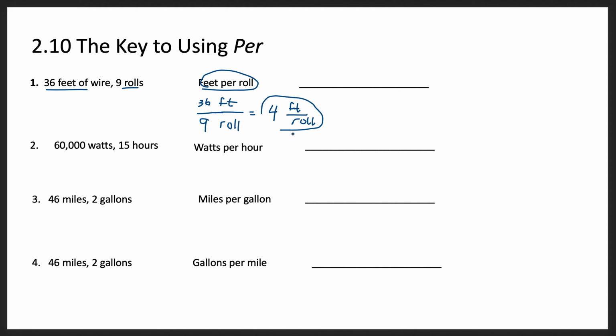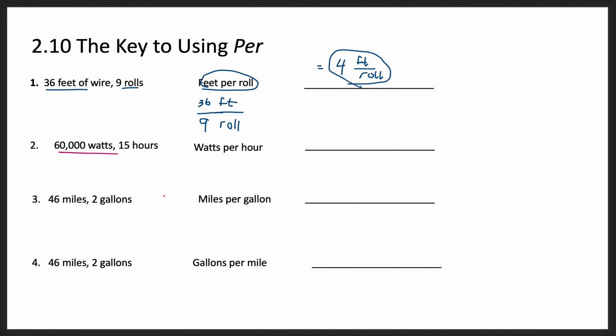So that's number one, and we would write that right there. Feet per roll. You're just doing a fraction. The first one goes on top, per is the division, and the bottom is the next one. So in this case, we want watts per hour. So watts goes on top.